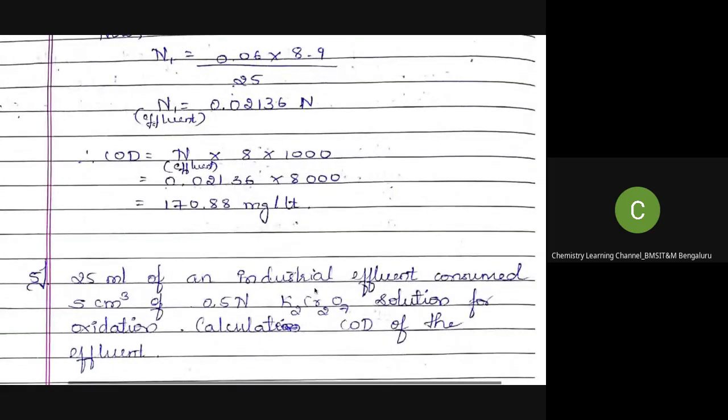25 ml of an industrial effluent sample consumed 5 cm cube of 0.5 N potassium dichromate solution for the oxidation. Calculate the COD of the effluent sample. So here, directly potassium dichromate is given in terms of normality, so use the normality equation and then do the COD calculation.